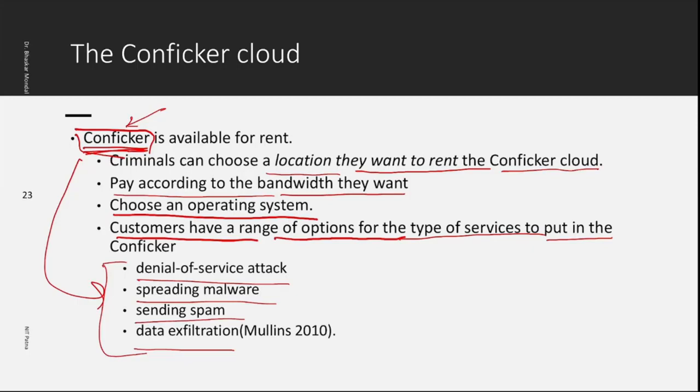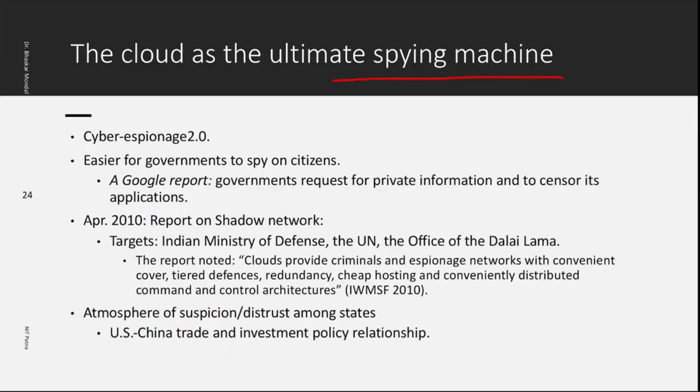Then the cloud as the ultimate spying machine. You can see here that Cloud FNOS 2.0 is here for the government to spy on the citizen, because Google reports government requests for private information and to censor its applications. So you can understand that Google itself is saying that governments request the private information of the public.